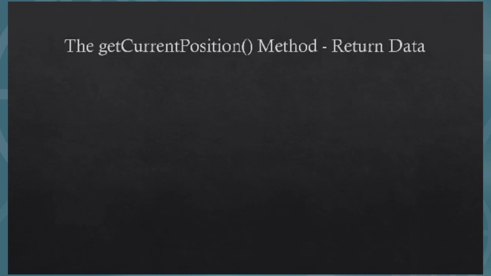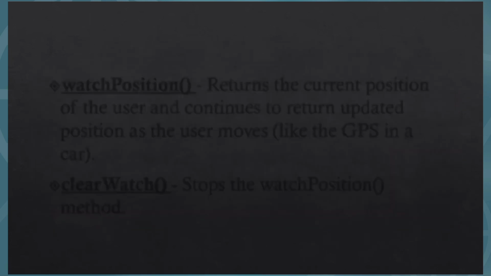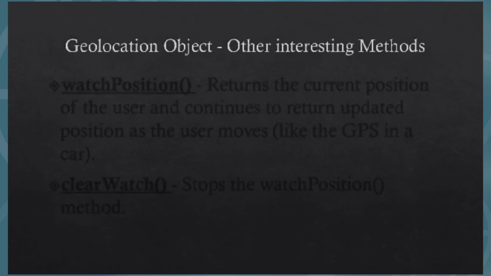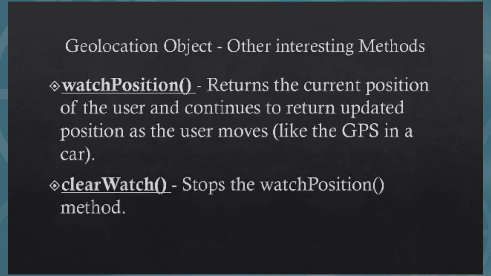The getCurrentPosition method returns an object on success. The latitude, longitude, and accuracy properties are always returned, while these other properties are returned if available. The geolocation object also has other interesting methods, like the watchPosition method that returns the current position of a user and continues to return updated positions as the user moves, like the GPS in a car, and clearWatch that stops the watchPosition method.